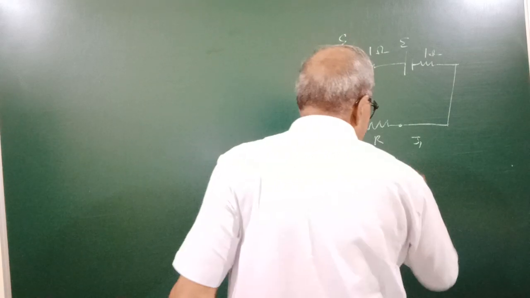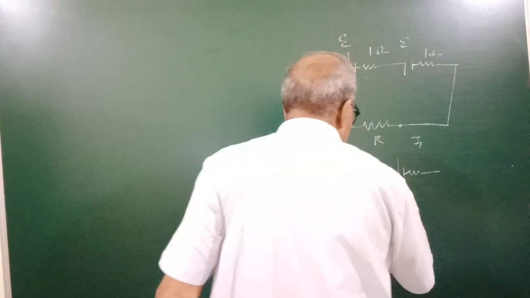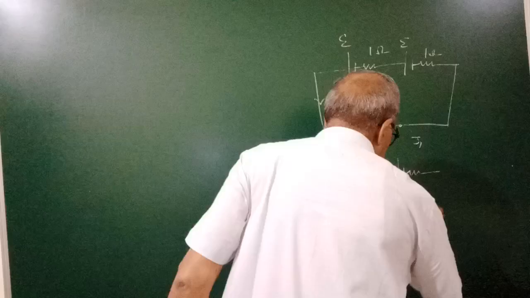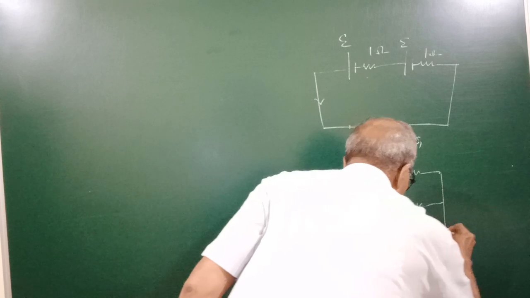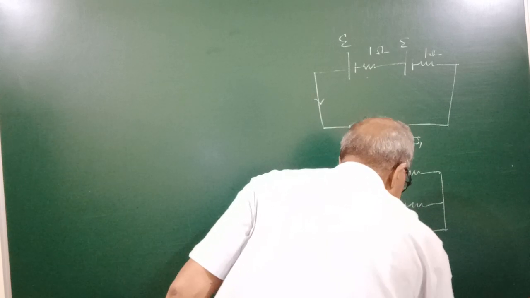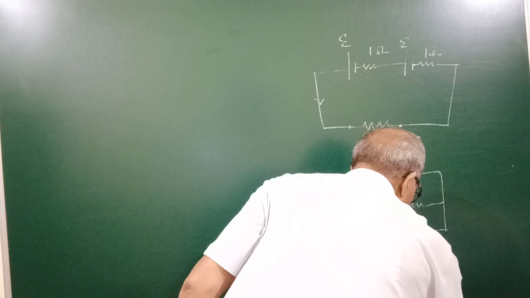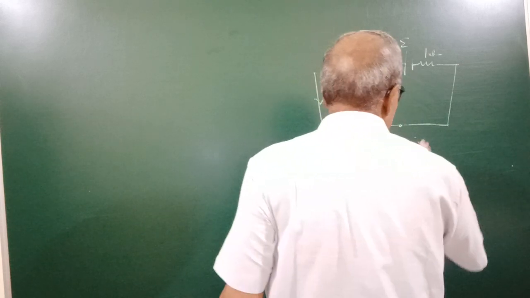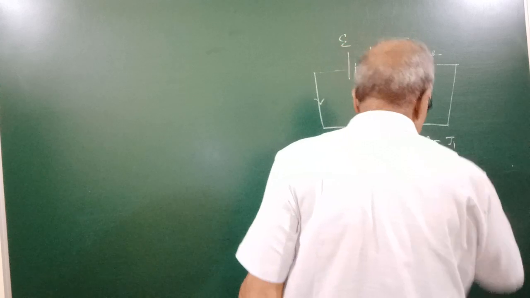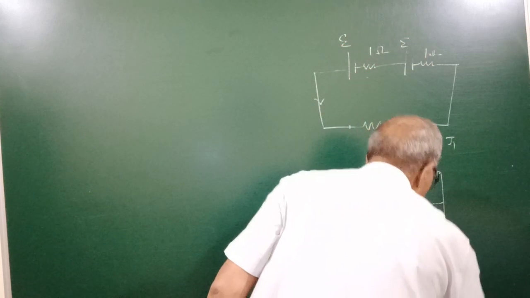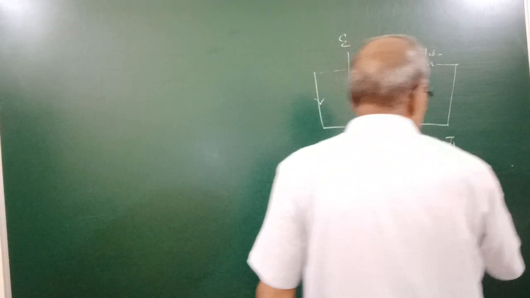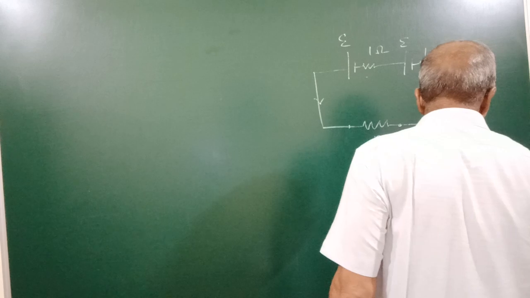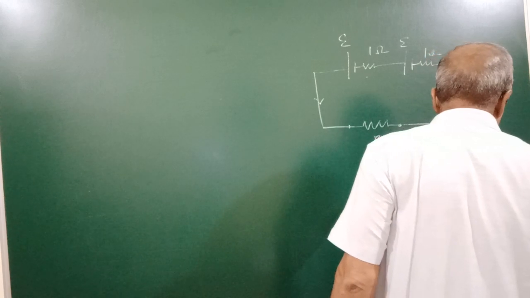Now when we connect them in parallel, then the power across R is, I can say, power P1 equals J1 and P2 equals J2, such that J1 equals 2.25 J2.